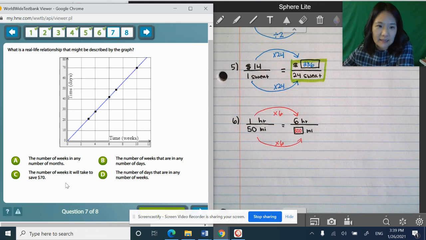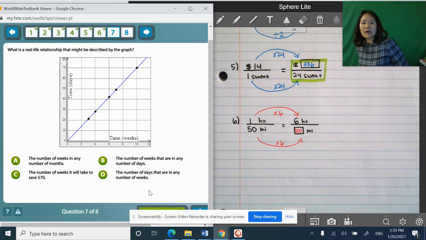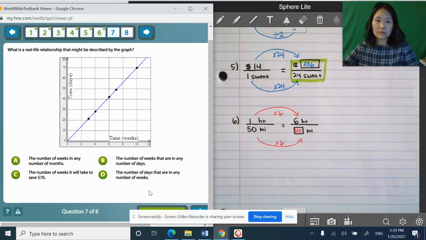So A, the number of weeks in any number of months. That's not true because there's nothing about months. B, the number of weeks that are in any number of days. I think that might be true. C, the number of weeks it takes to save $70. That's not true because it has nothing to do with money. D, the number of days that are in any number of weeks. That could be true. So, is the correct answer B or D?